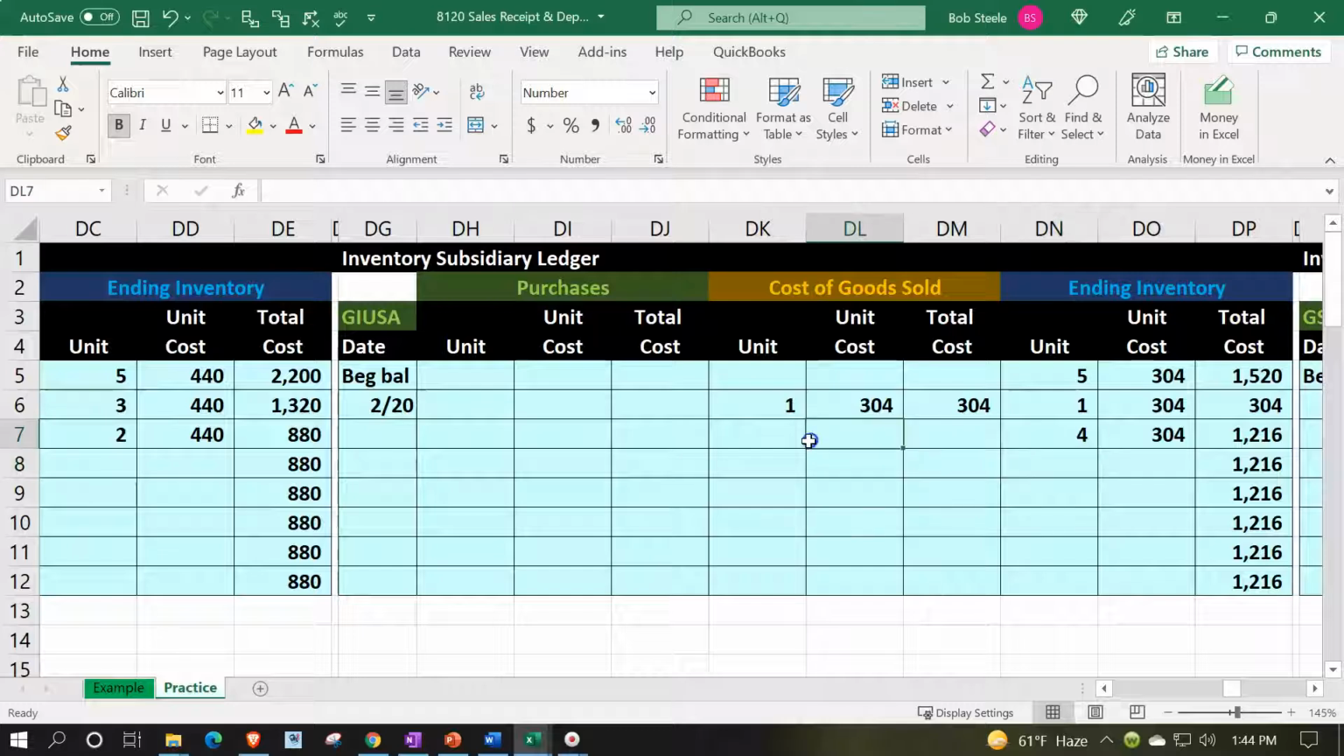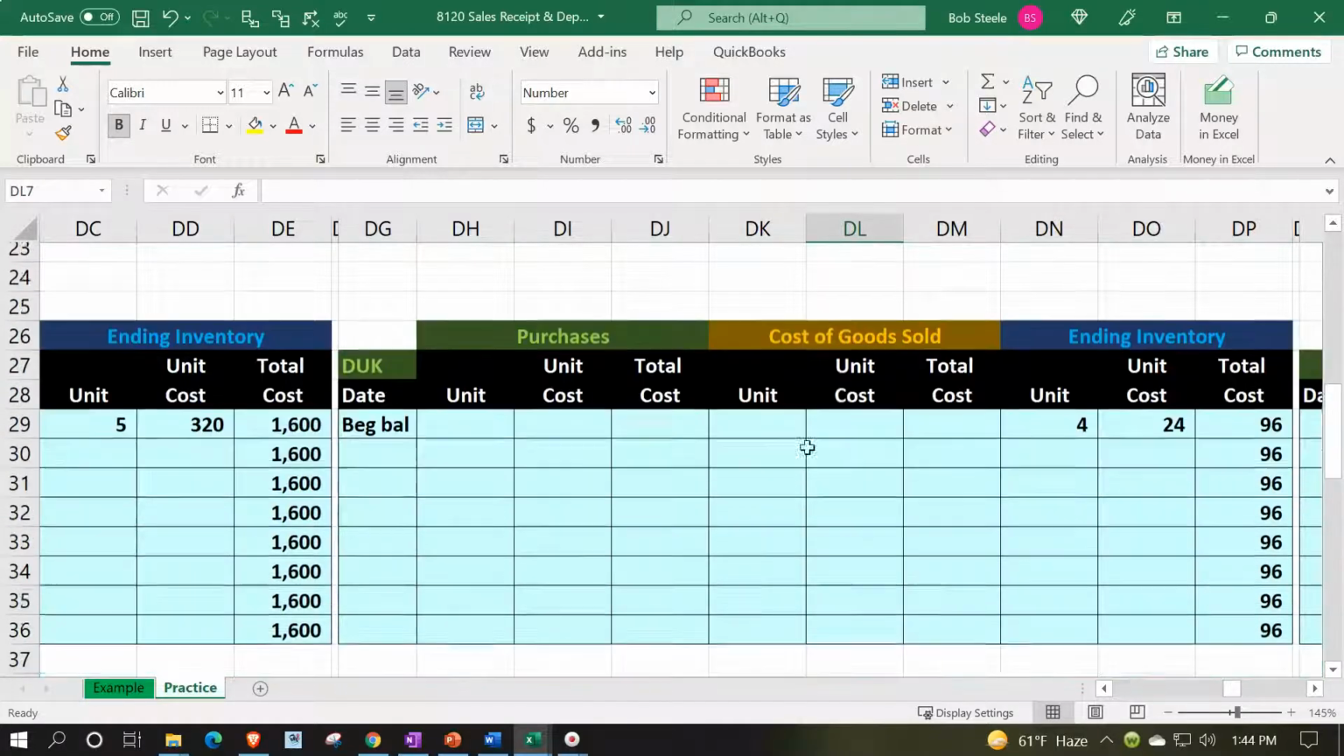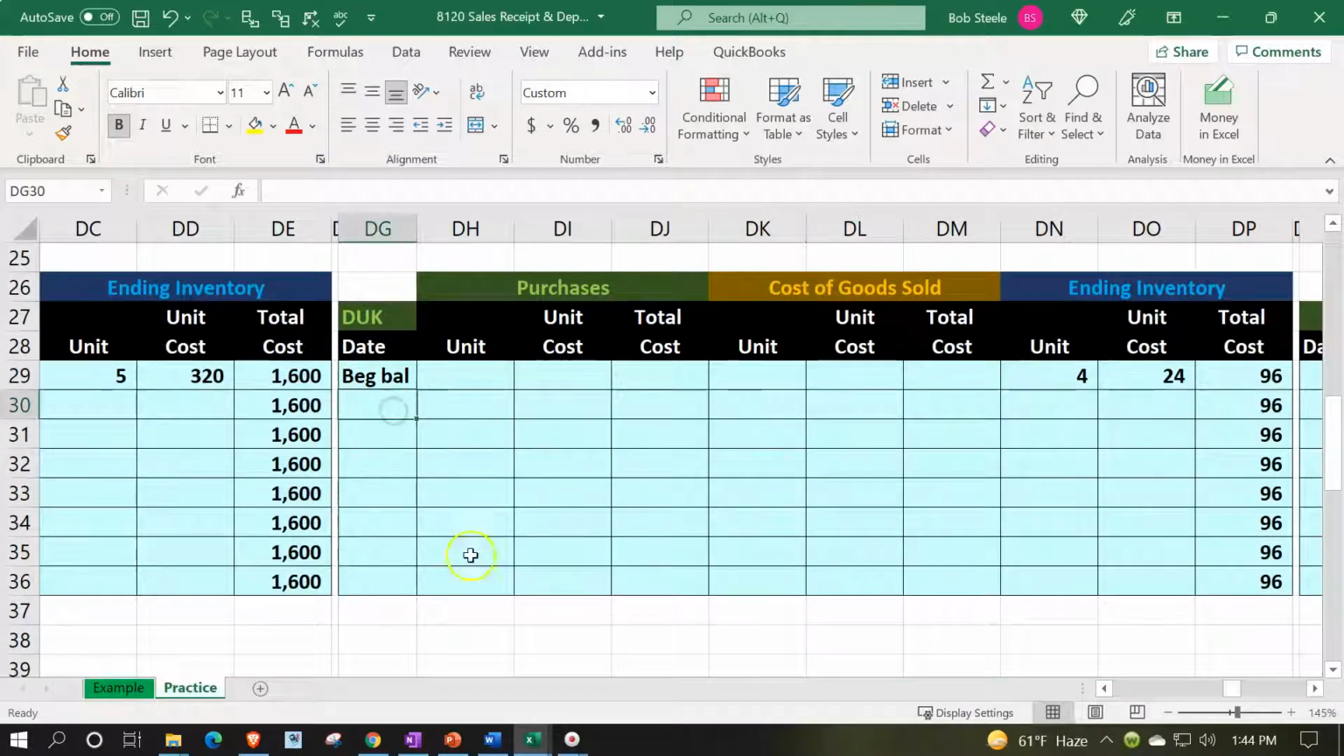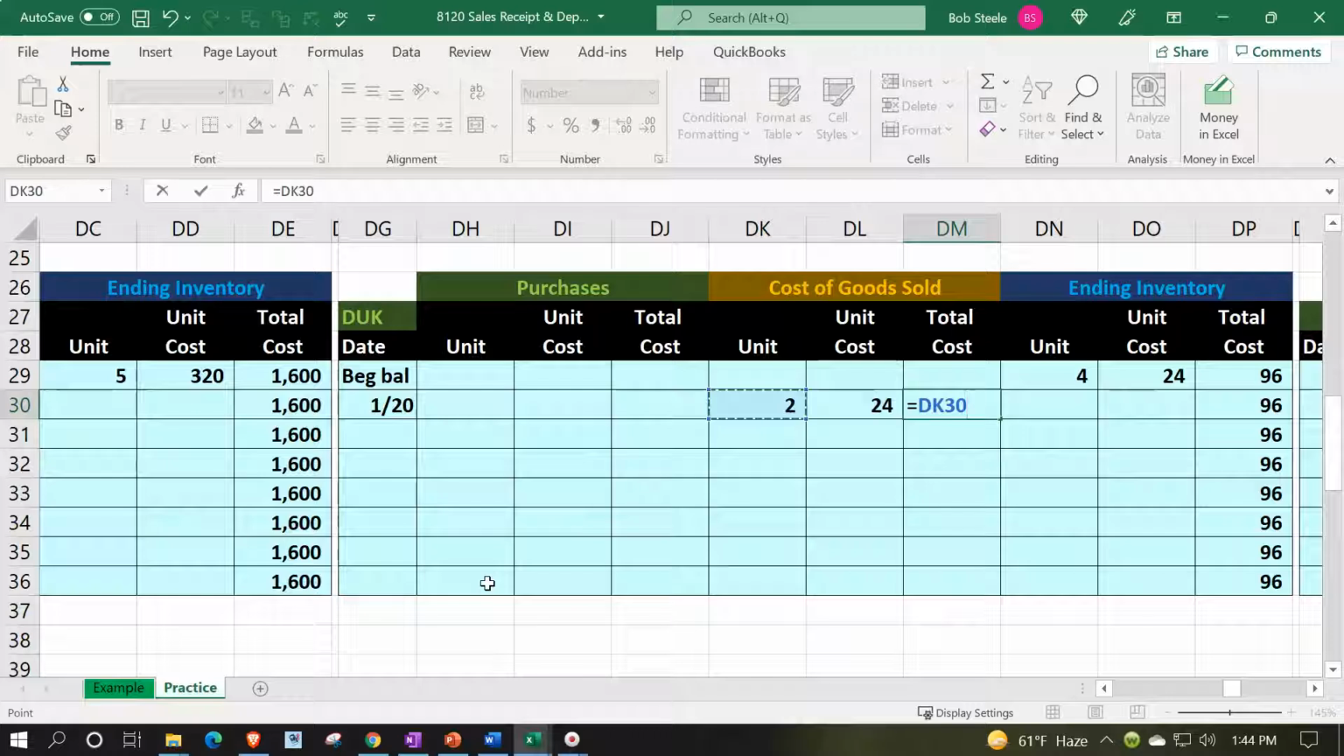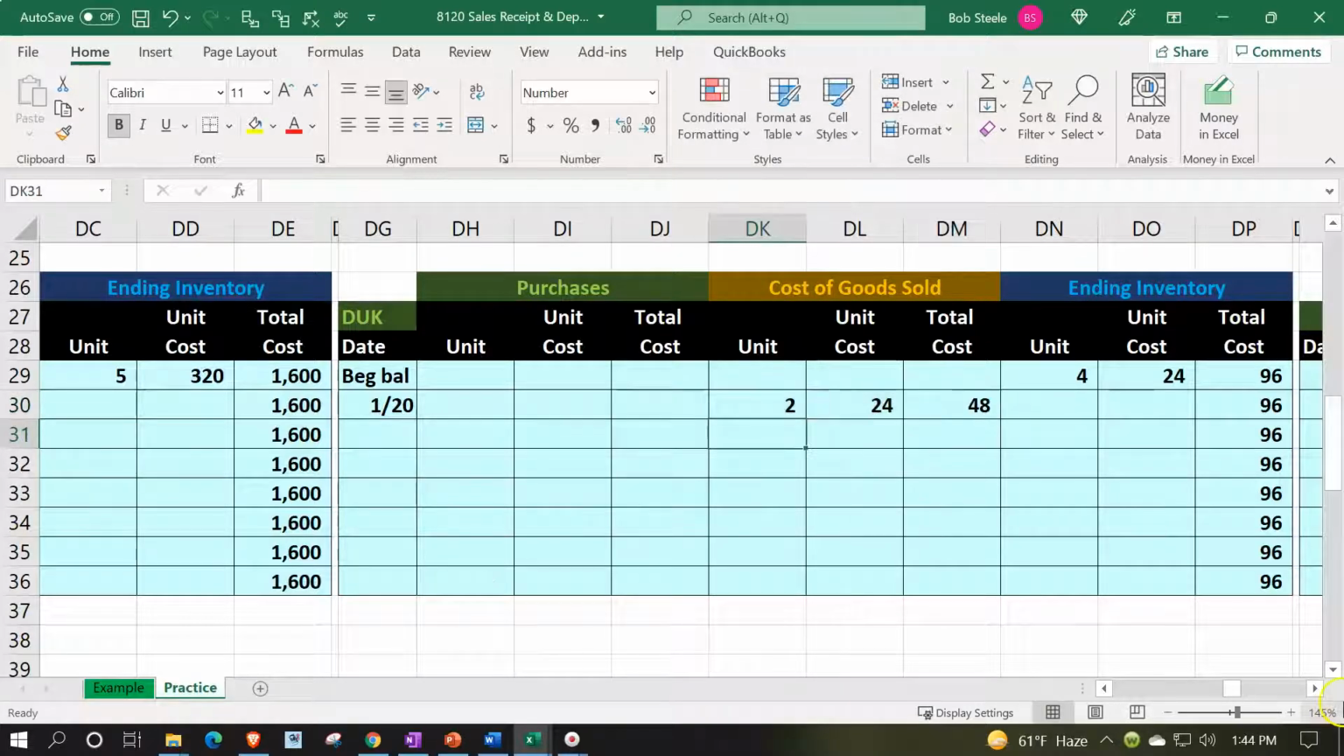We sold a ukulele, which is down here. The little ukulele at 120. And so we sold 2 of those at 24. So we're going to say this equals the 2 times 24. And so that's going to be the 48. So the 48 on the ukulele.